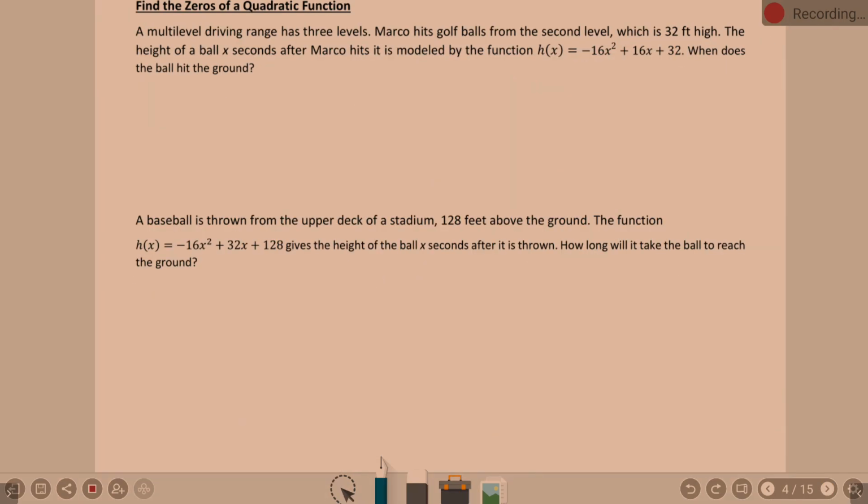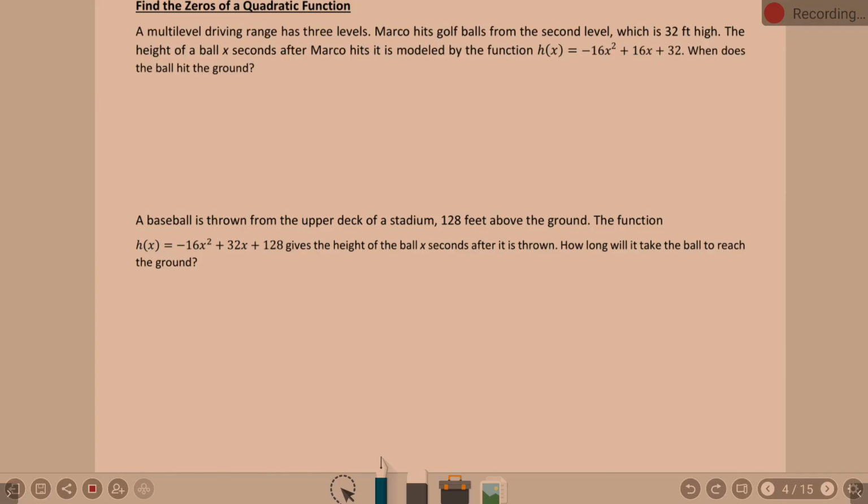We've been working with quadratics, these parabolas, right? Parabolas lend themselves to a lot of word problems. When you throw a ball up, how high did the ball go? Okay? Projectile, when you launch a rocket up, how high did it go? When did it land? Things like that. Okay? So this one here, a multi-level driving range, has 3 levels. Marco hits golf balls from the second level, which is 32 feet high. The height of a ball, x seconds after Marco hits it, is modeled by the function h of x. When does the ball hit the ground?